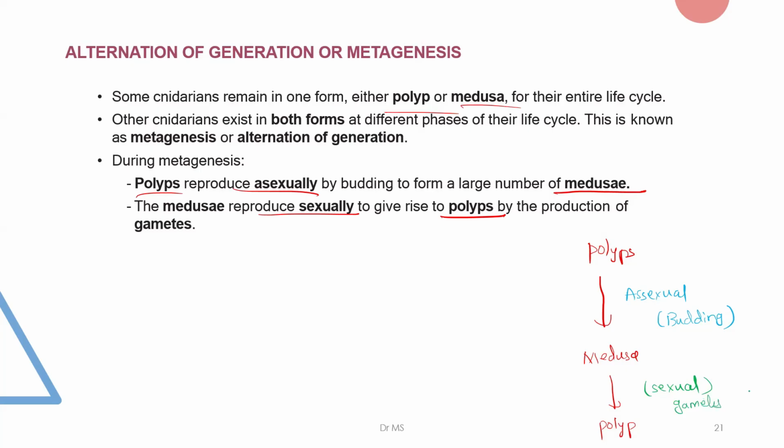Okay. So see here, if it is polyp to medusa, we call it asexual reproduction. If it is medusa to polyp, we call it sexual reproduction. So this is called alternation of generation or metagenesis. That means in one stage it is polyp, in the other stage it is medusa, and in the other stage it is polyp.